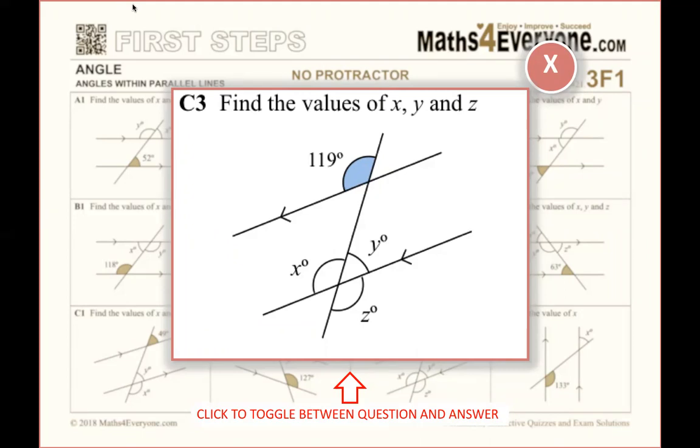I want to ask something related to the question. Zari, X is 119, correct? And then Z is opposite of X. Opposite angles are the same, so 119. What is Y? Is it 122? No. X and Y form a straight line. So if X is 119, what is Y?